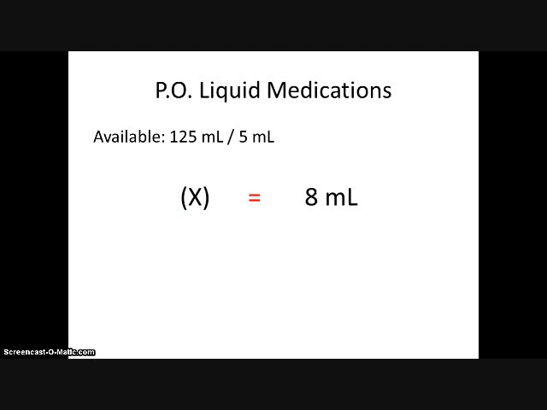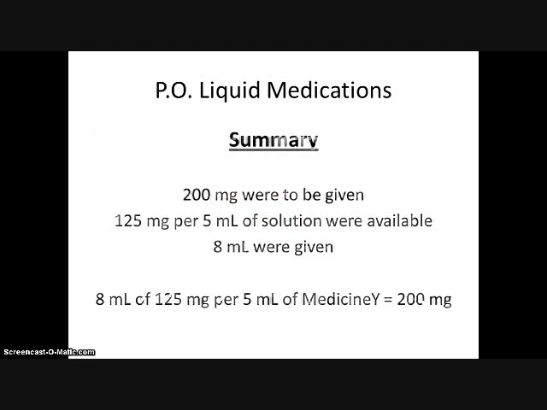This gives us 8 milliliters, because 125 goes into 1,000 8 times. In summary, 200 milligrams of medication was ordered to be given. 125 milligrams per 5 ml of solution was available. 8 milliliters of 125 milligram per 5 milliliter of medicine Y equals 200 milligrams.